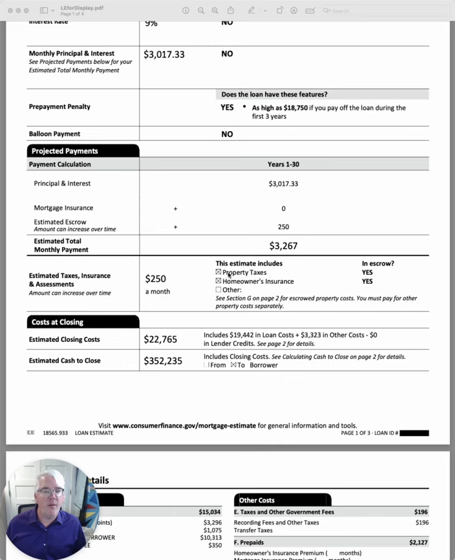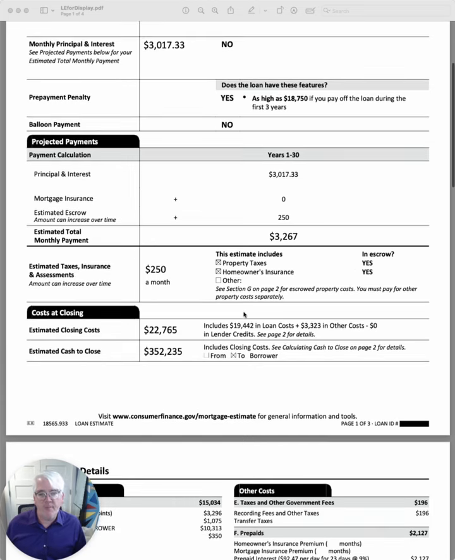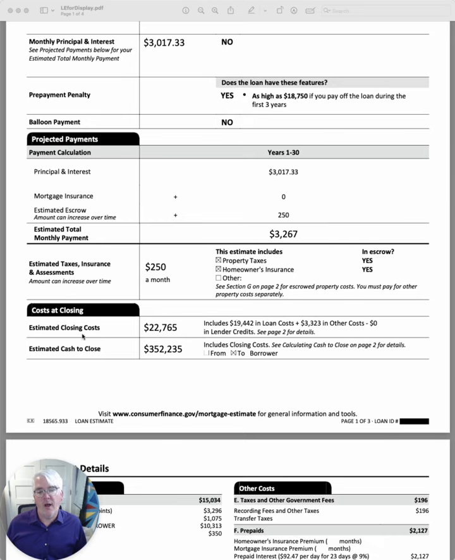It does show that property taxes are escrowed and homeowners insurance is escrowed. In this particular one, estimated closing costs are $22,765. We'll go through that in a second. And the estimated cash to close is $352,235 to the borrower. So again, this is a cash out refinance. This is what the borrower is going to be getting.